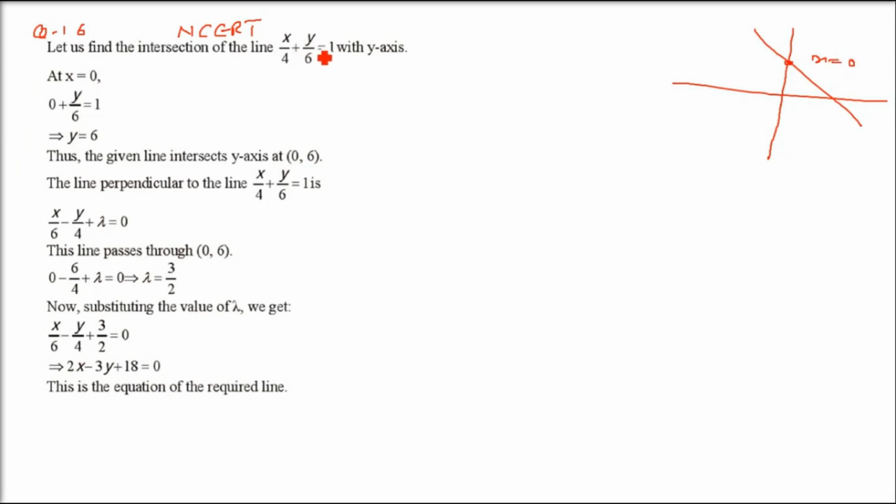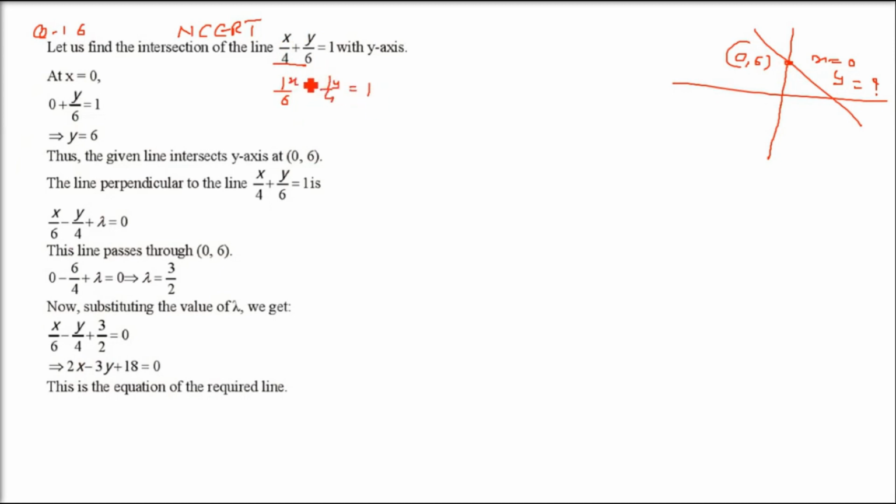So we have an equation like this, x by 4 plus y by 6 equals 1. X is 0, so y equals what? Now we know that x equals 0. So put x equals 0 here, you get y by 6 equals 1 and y equals 6. So the coordinate of this point is (0, 6). So we know that a line is passing through (0, 6). Now there is a line which is perpendicular to this line and passing through (0, 6). We know how to do this.